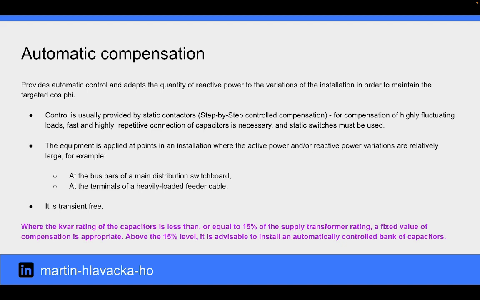Automatic compensation provides automatic control and adapts the amount of reactive power to installation variations to maintain the target power factor. Control is usually provided by static contactors. The equipment is applied at points of an installation where the variations in active or reactive power are relatively large, for example on the bus bars of a main distribution board or the terminals of a heavily loaded power cable.